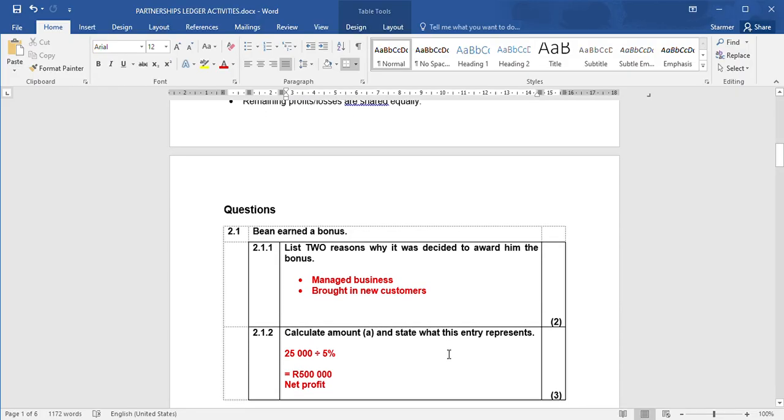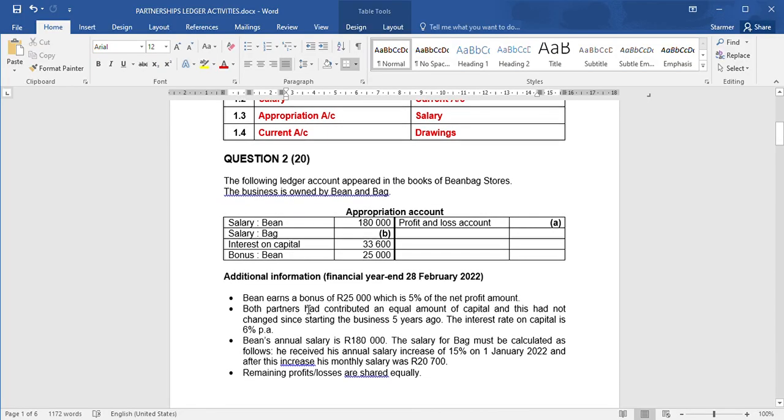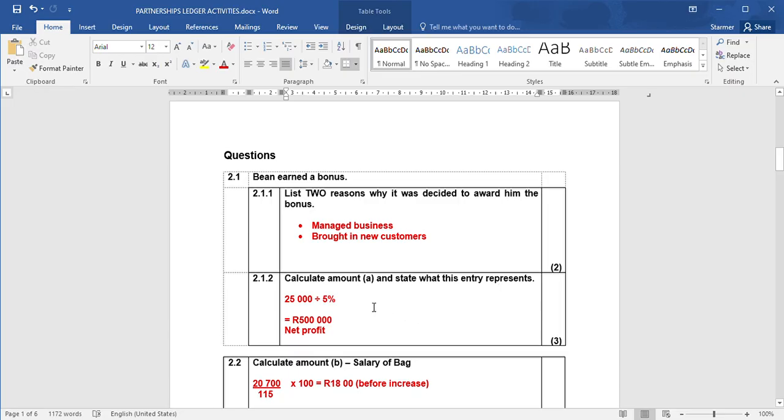And then they ask you to calculate the amount marked A and state what this entry represents. If you look here, A is this entry here, which came from the profit and loss account, and that is your net profit figure. And you're going to use this entry here. Bean earns a bonus of 25,000, which is 5% of the net profit amount. So the bonus of 25,000 is 5% of what A is going to be. So to calculate that, you take the bonus and you divide it by 5%, gives you the 500,000, and as I said, it's your net profit.